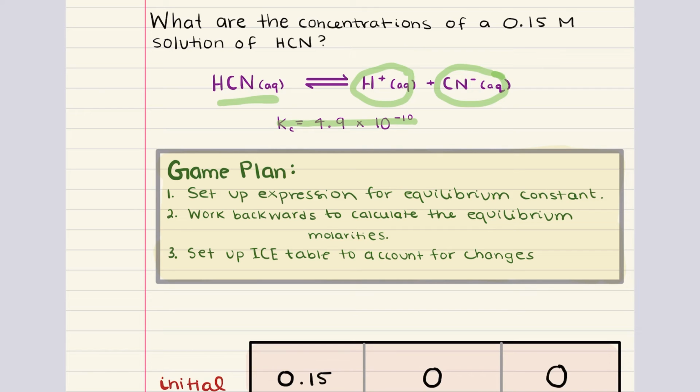Now, to solve this problem, we're going to follow the same protocol we did for the previous problem. First, we're going to set up an expression for the equilibrium constant. Not to solve for K, we're already given that, but instead to work backwards to calculate the equilibrium molarities. In order to do that, we need to set up an ICE table to figure out our equilibrium values.